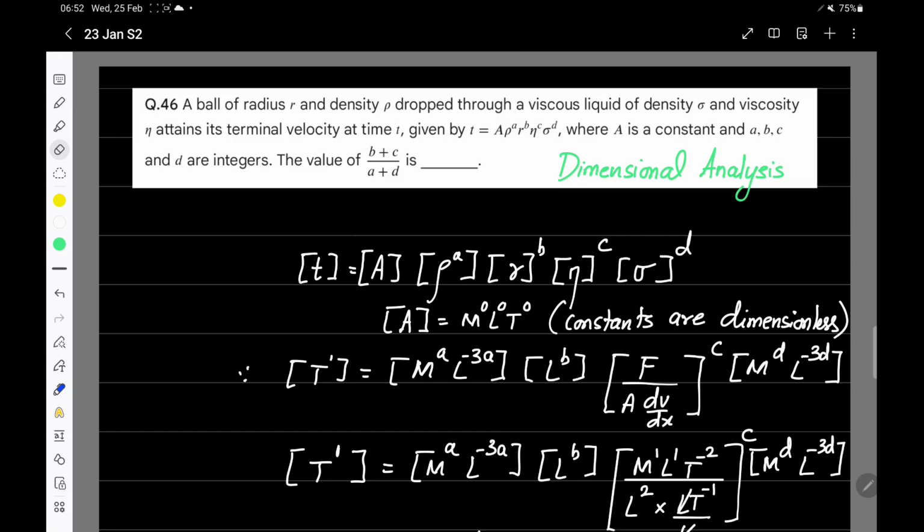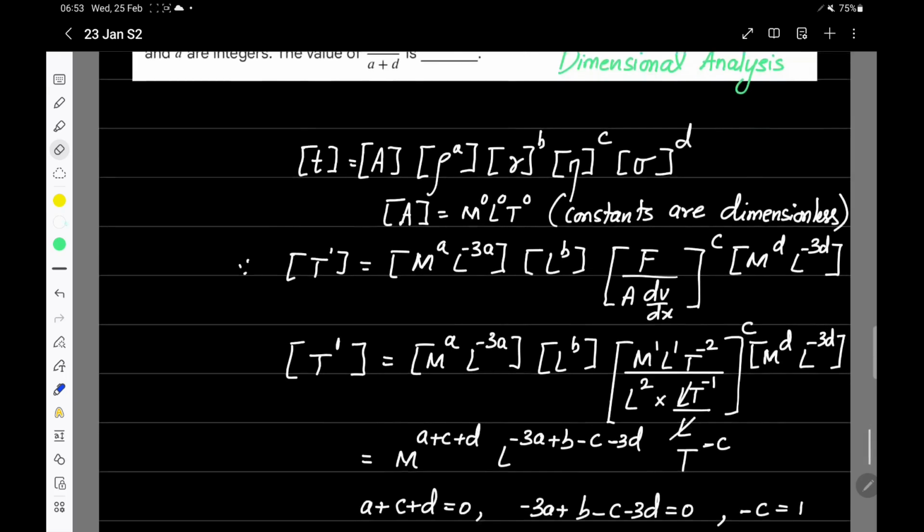viscosity eta, attains a terminal velocity at time t given by t is equal to capital A into rho power small a into r power small b into eta power small c into sigma power d, where capital A is a constant and a, b, c, d are integers. So we need to find the value of (b plus c) divided by (a plus d). So we will do dimensional analysis.